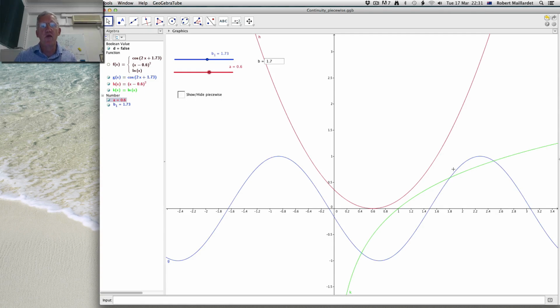Remember, the derivative of log x is 1 over x, so the slope here, for example, you can see it's a slope of 1, because that's 1 over 1, so there's a slope of 1 for that function there.